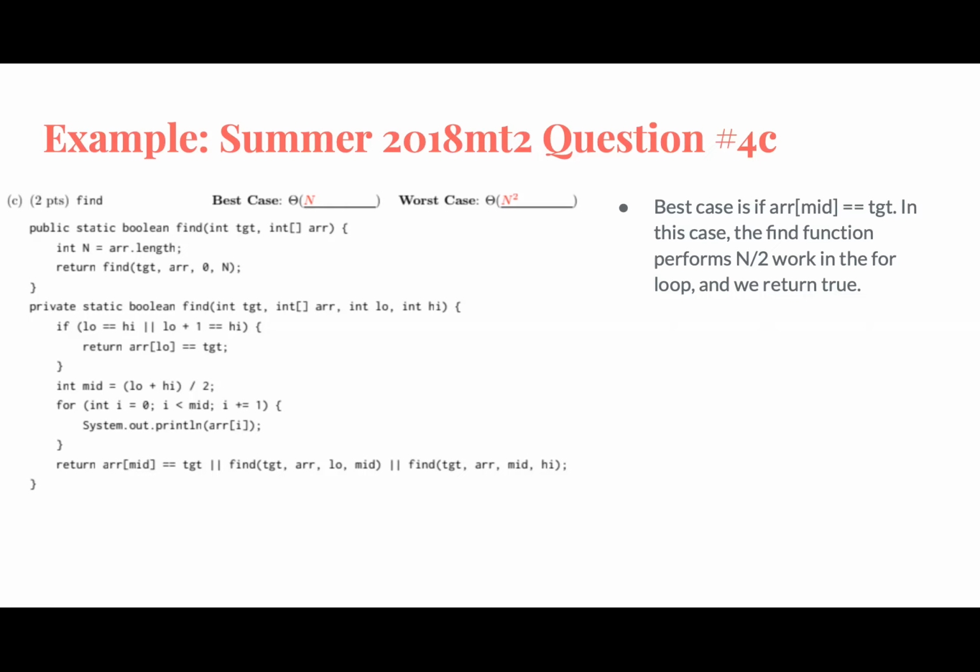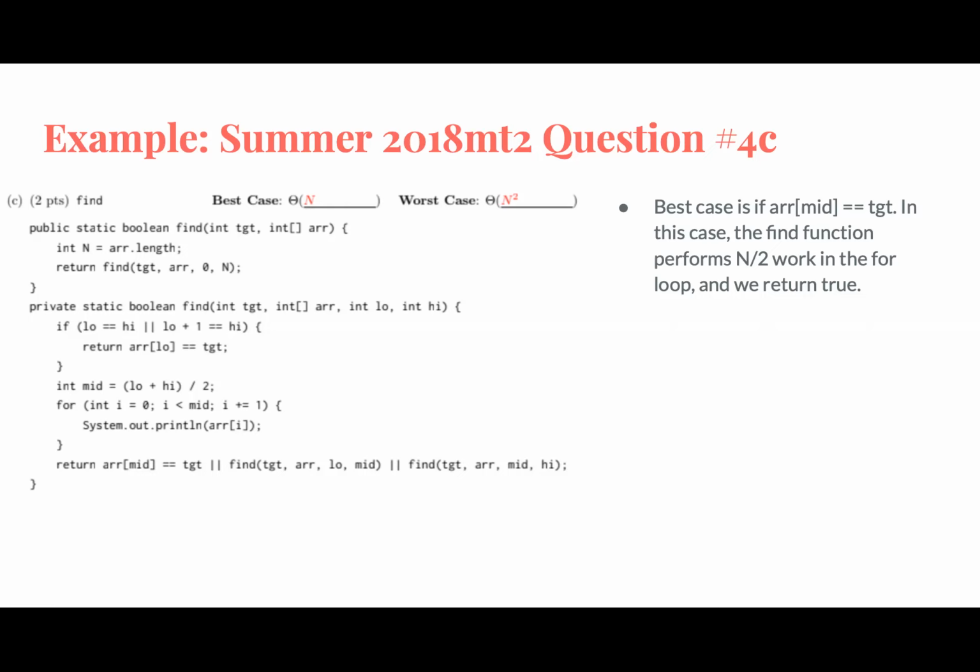Okay. So first we can just skip the if statement. Low is not equal to high, and low plus 1 is not going to be equal to high. So we go to int mid is equal to low plus high divided by 2. This is basically going to be the middle, right? And we go through the for loop, and we see that i increments by 1 each time. So this is going to give us n divided by 2 work. Okay. Now let's go to the return statement.